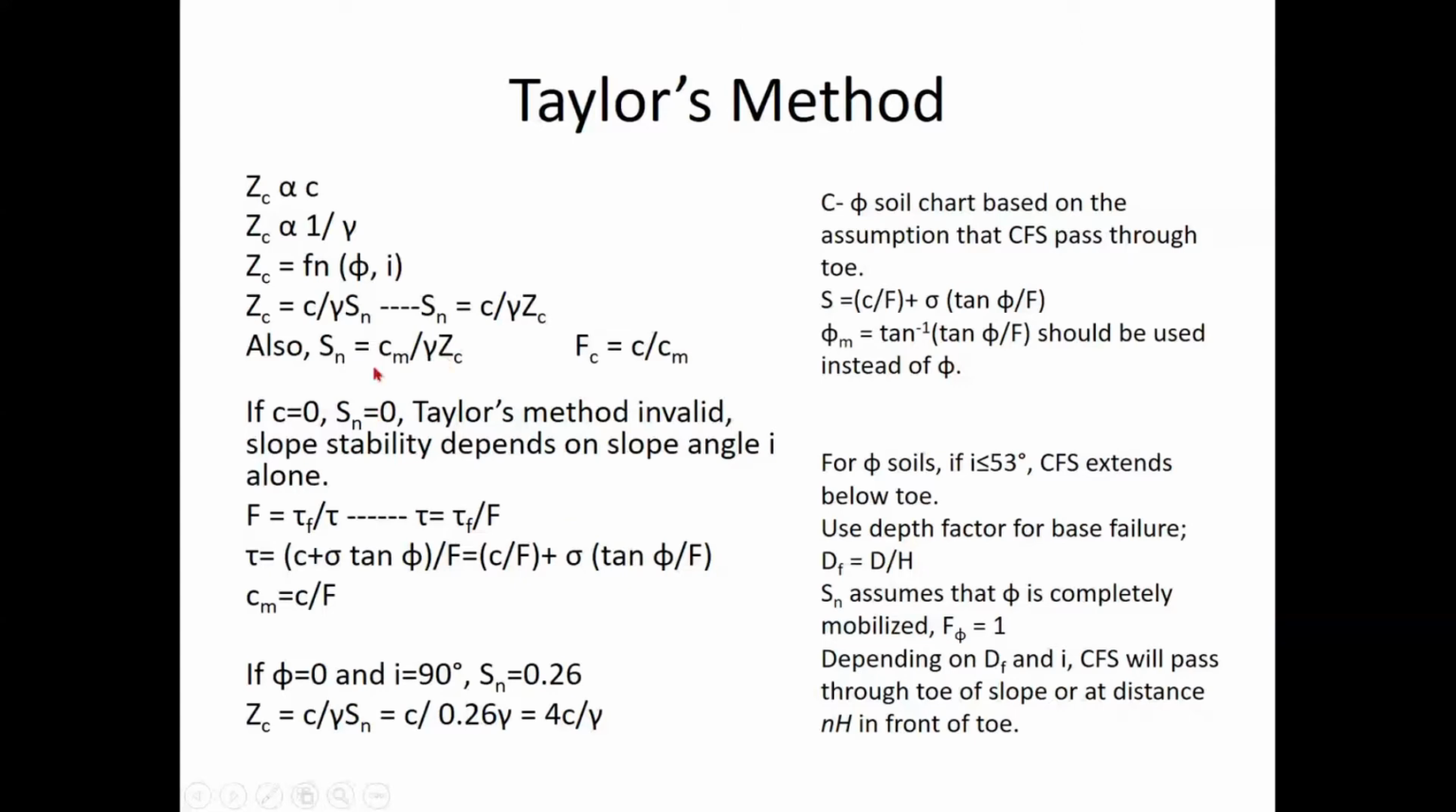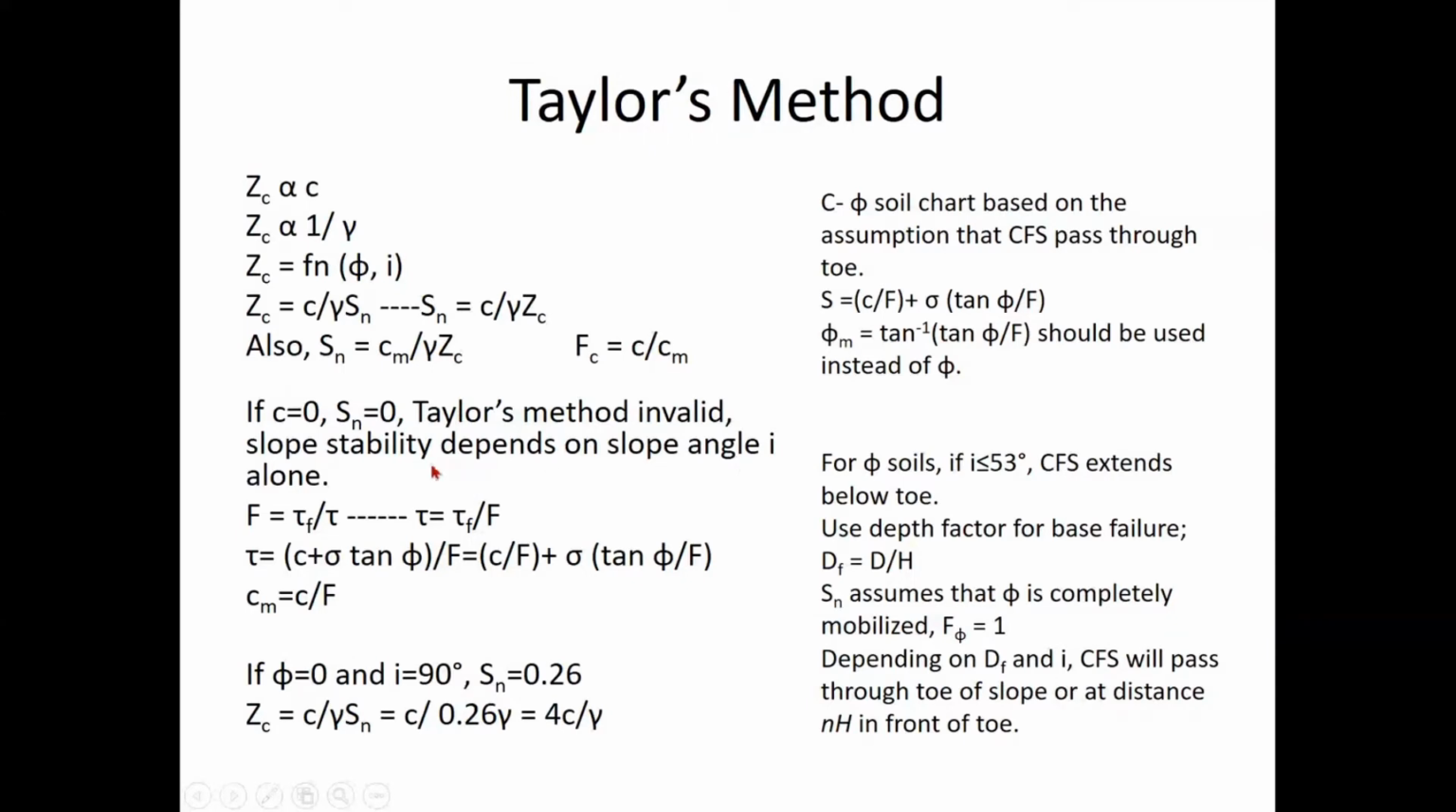So we can see that in the expression of stability number, the main parameter here is C itself, right? So if it is a purely cohesionless soil, then your C is going to be 0, and your stability number depends only on the slope's angle. Okay, and Taylor's method is invalid because we are not going to use this dimensionless parameter stability number for any of the further calculations. The slope stability depends only on the slope angle i, isn't it? Can you correlate and visualize it?